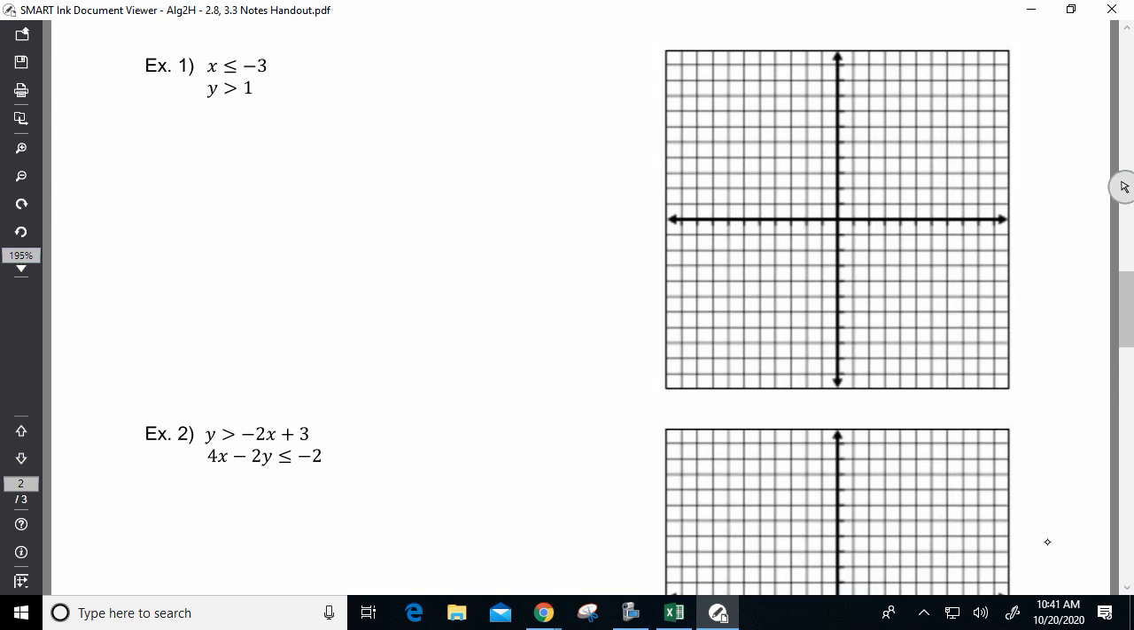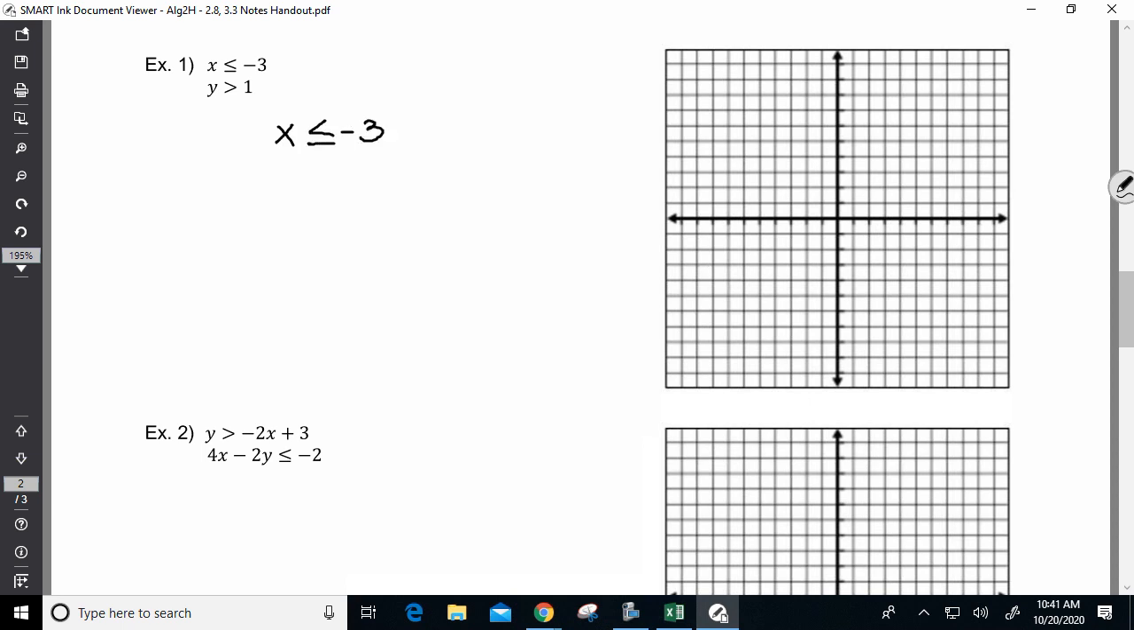All right, so first example. Since we have two inequalities, we do them individually, knowing that in the end we should have something that overlaps. So x less than or equal to -3. Go to the x-axis, to a point at -3, and we should have a solid line.